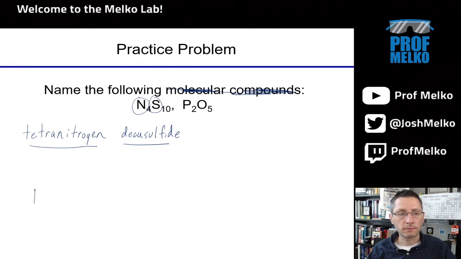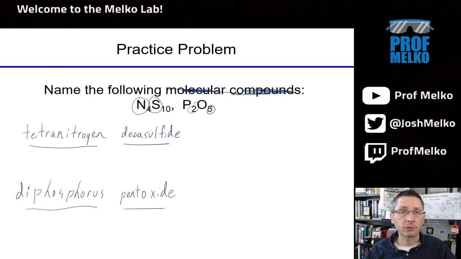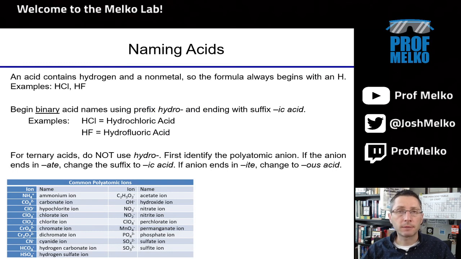P2O5, P is phosphorus, O is oxygen, which becomes oxide. 2 is di. 5 is penta, but sometimes we shorten that and drop the A to just pent. So the second one here should be diphosphorus pentoxide. Okay, so that was naming molecular.